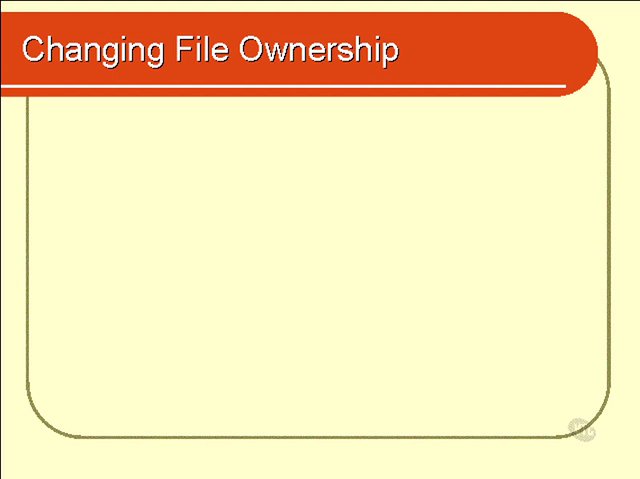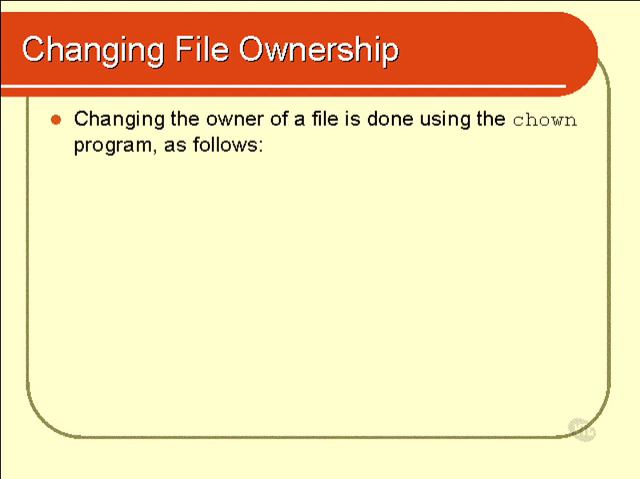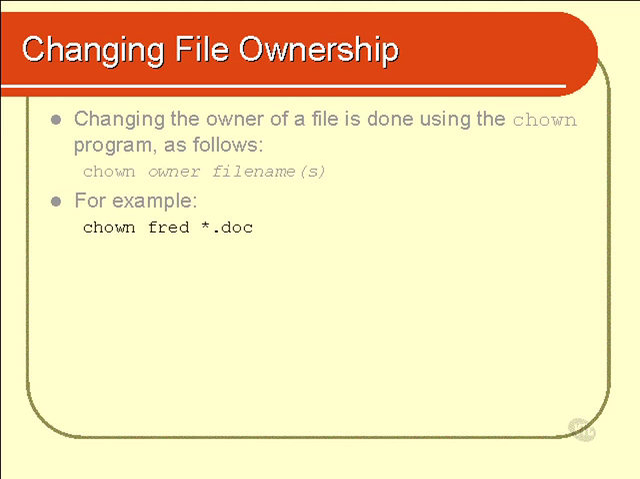Changing file ownership is considerably simpler than changing the permissions. We use the chown command to do that. Its usage is the following: chown followed by the owner that you wish to cause the file to be owned by, and then the file or files themselves. For example, if we had a user called Fred, we could give Fred the ownership over all the files in the current directory that end in .doc.